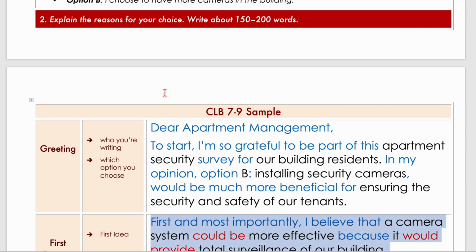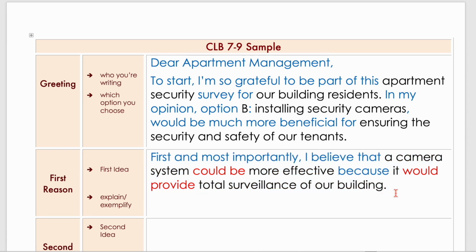Let's go to the first idea. First and most importantly, I believe that a camera system could be more effective because it would provide total surveillance of our building. Okay, again, very clear and direct idea. Okay, we're using some modalities, would provide stronger language, still in the 7 to 8 range here. Okay, clear and direct, all right.